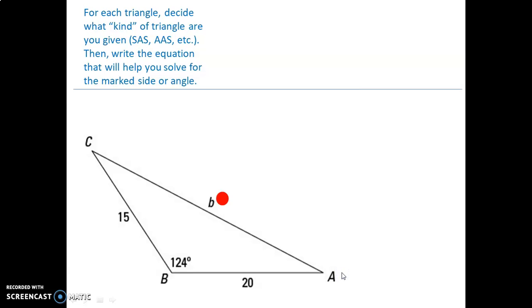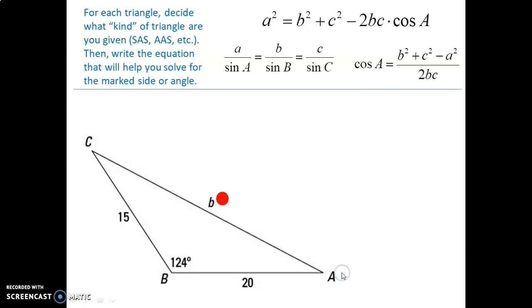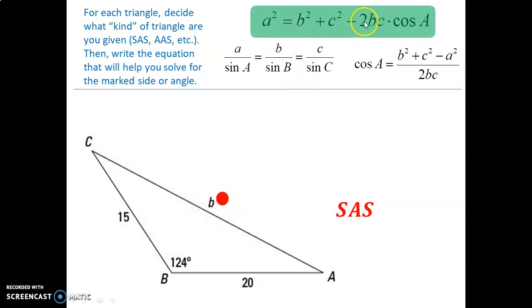Next one, what do you have? Okay, this one again, I see side, angle, side. Side, angle, side is one of the two we use cosine rule for. And here we're looking for a side. Therefore, we're going to use this version of cosine rule because that's a solve for a side.